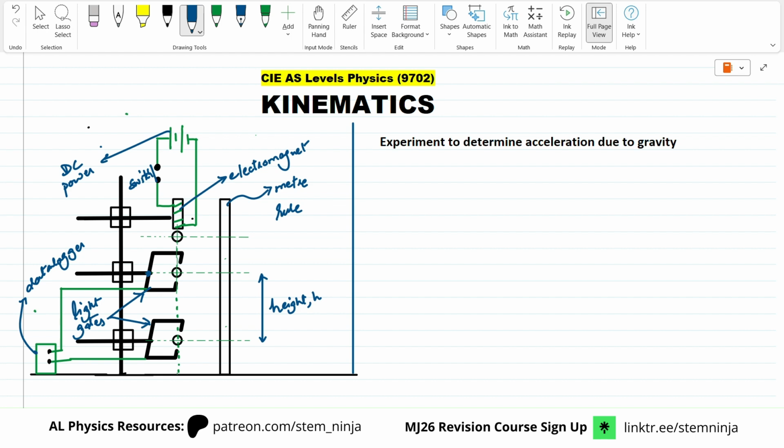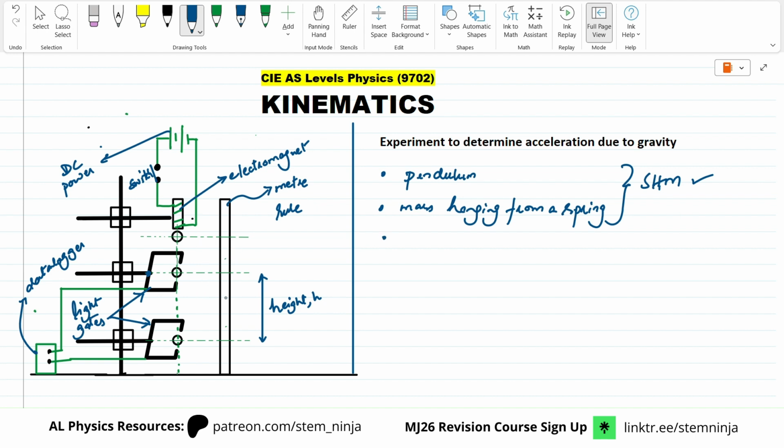Now there will be different variants of this experiment. This is not the only way to determine acceleration due to gravity. You can use pendulums also. You can use a mass hanging from a spring, bobbing. That means both of these are an example of simple harmonic motion. Those of you who are also studying A2 will be able to understand this better.